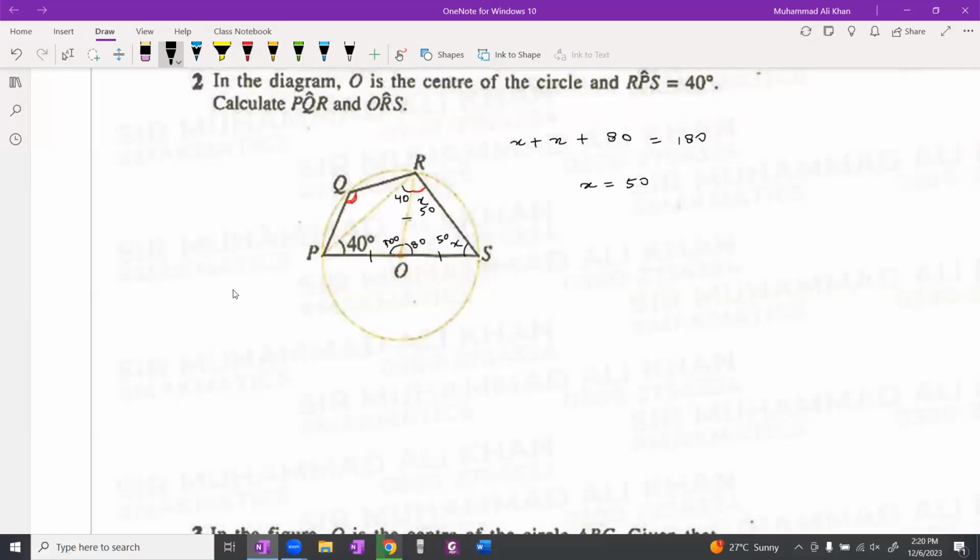According to the cyclic quadrilateral, P, Q, R, S, all 4 vertices are on the circumference of the circle. So the sum of opposite angles, S plus Q, equals 180. So angle Q, or angle PQR, is equal to 180 minus S. So 180 minus 50 is 130.